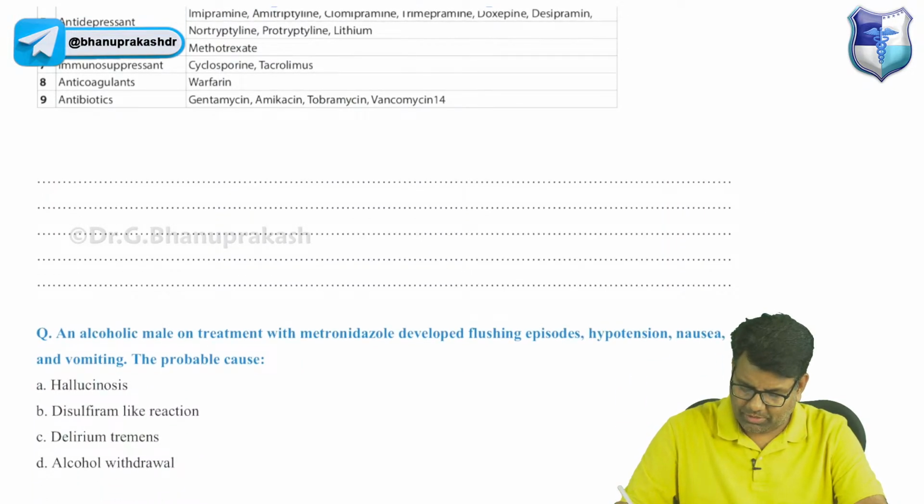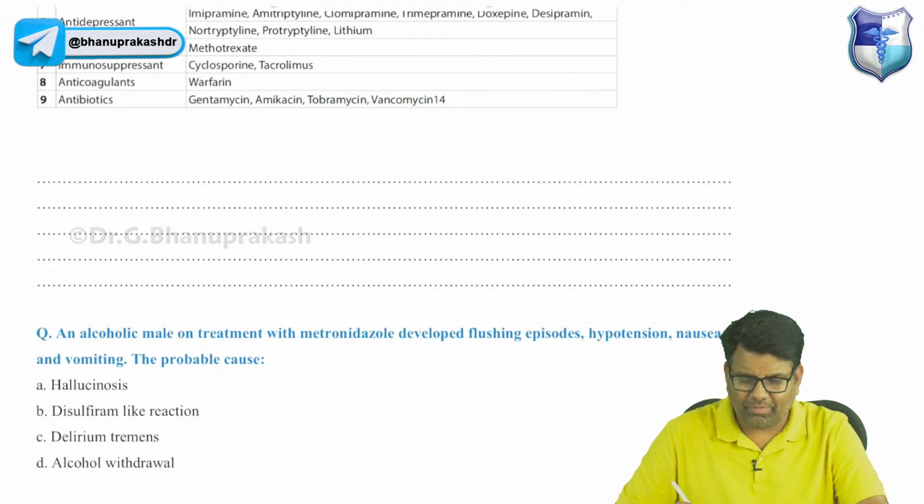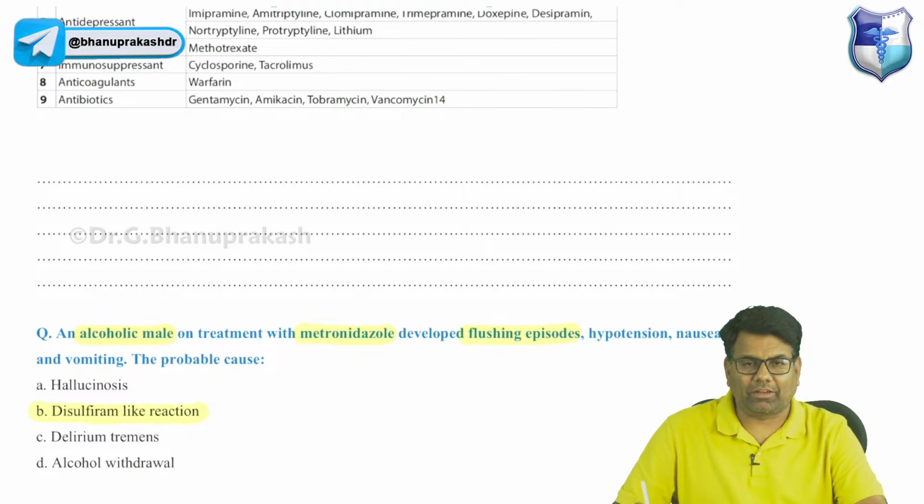Now, next question. The alcoholic male patient is taking metronidazole and has now developed a flushing episode. What is this? Very good. So this is a disulfiram reaction.